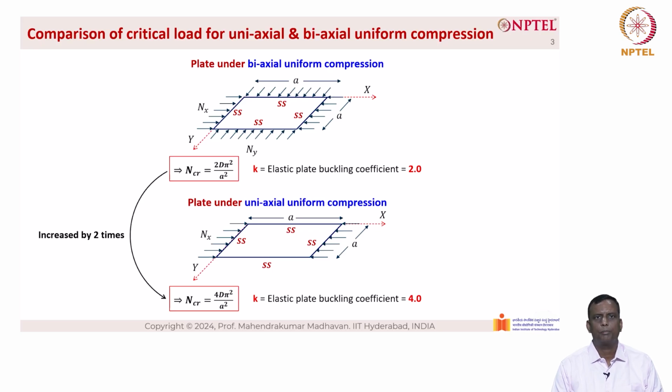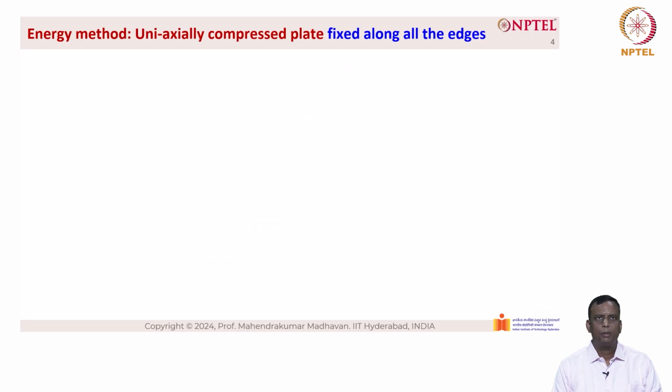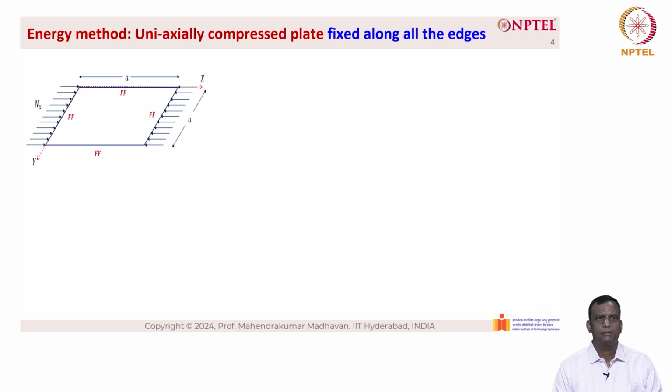Now, let us talk about a plate that is subjected to uniaxial compression, but in this case all the four sides are fixed. So, you can see the loading conditions here, which is uniaxial compression, and the boundary conditions are all four sides fixed. The length of the plate is given as a and the width of the plate is also given as a, which means that it is a square plate.